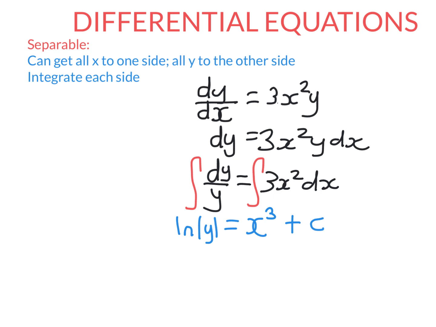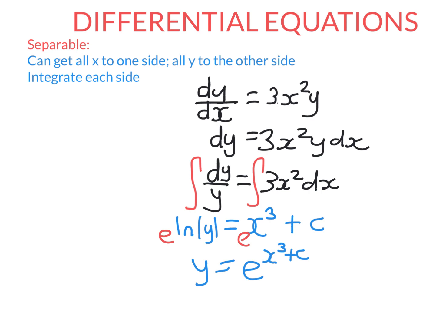So to solve this, I want y as a function of x. The way we undo natural log is we raise e to the power of both sides. I simply get y is equal to e to the power of x cubed plus some constant. So any function of this form, no matter what the constant, will satisfy this differential equation.